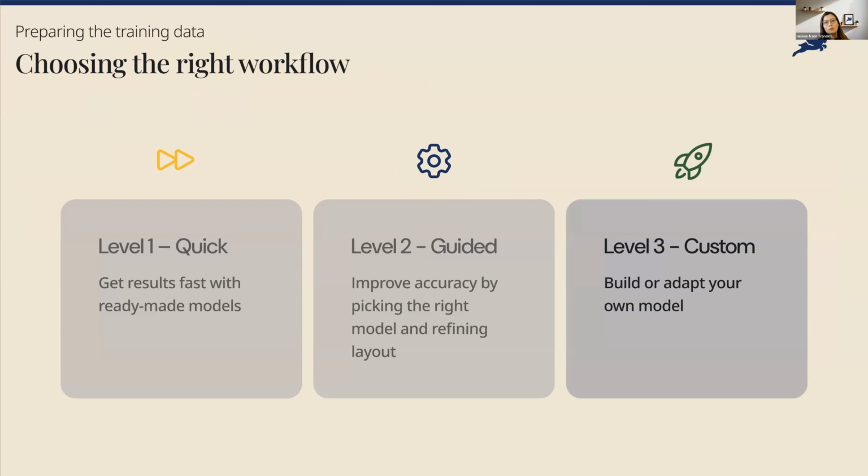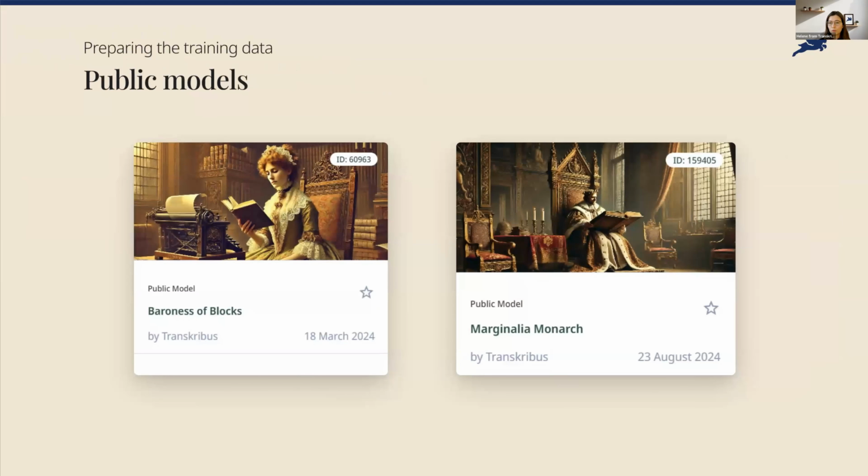If you've used Transkribus before and attended a previous webinar, you might know this workflow. Generally speaking, we have different workflows where you can also use public models. For trainable layout models, we often have only a limited amount of public models, such as also for field models. We do have a few. We have, for example, 2 public models that we trained, the Baroness of Blocks, which works well, as the name says, for blocks, and the Marginalia Monarch, which works quite well for Marginalia.